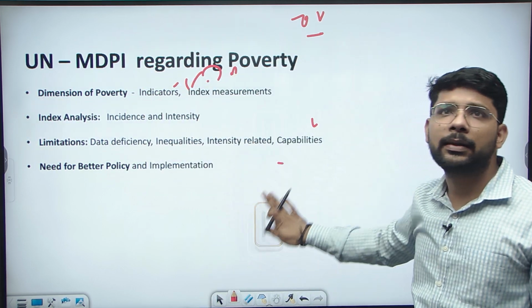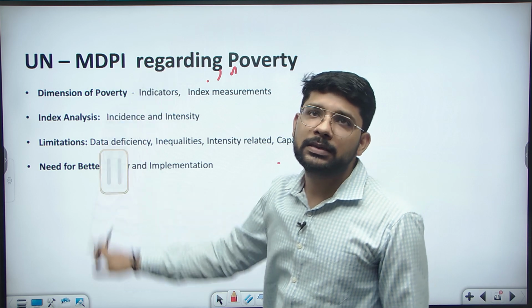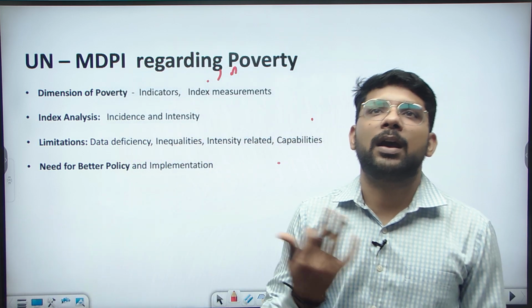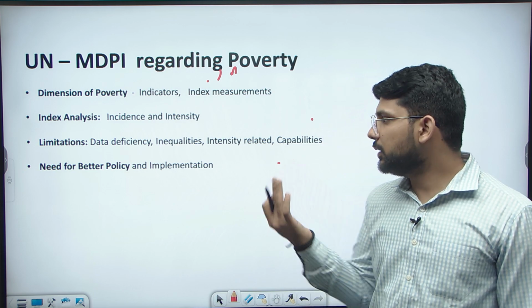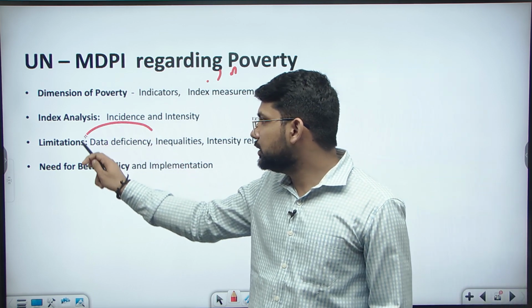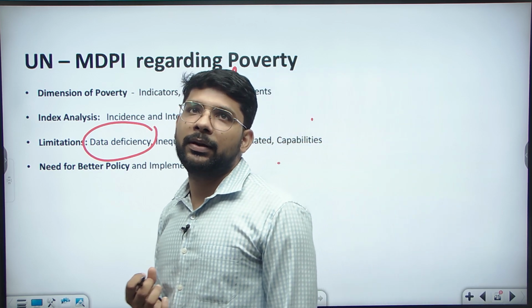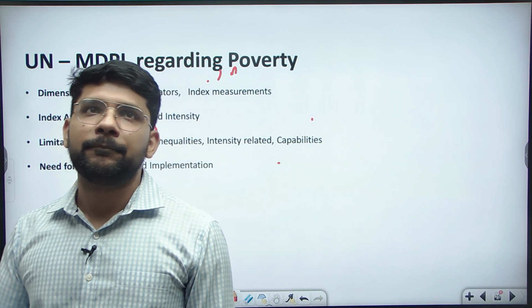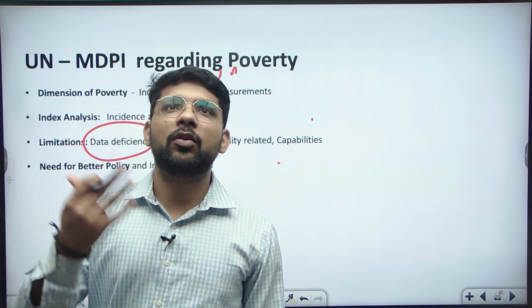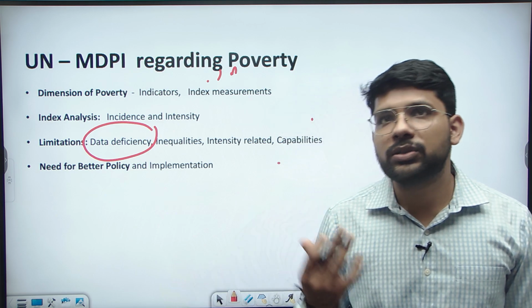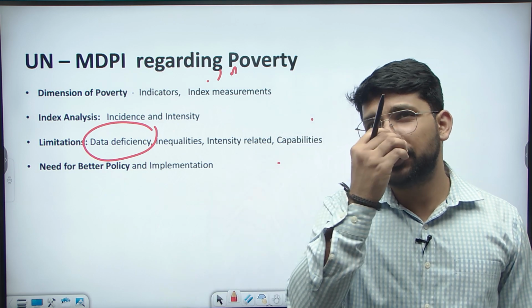We are taking the 10 indicators. They are measuring the index, they are focusing on the analysis, and then what are the shortcomings? In the case of the limitations, one is the data deficiency. No proper data is available for poverty in many of the countries. Their designing of the index is related to the calculation, related to the sources they are using.